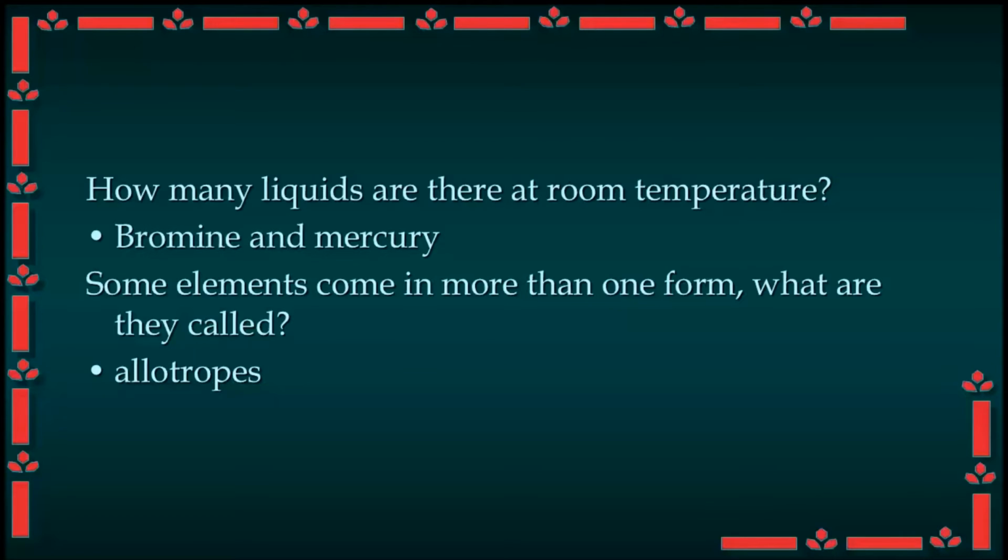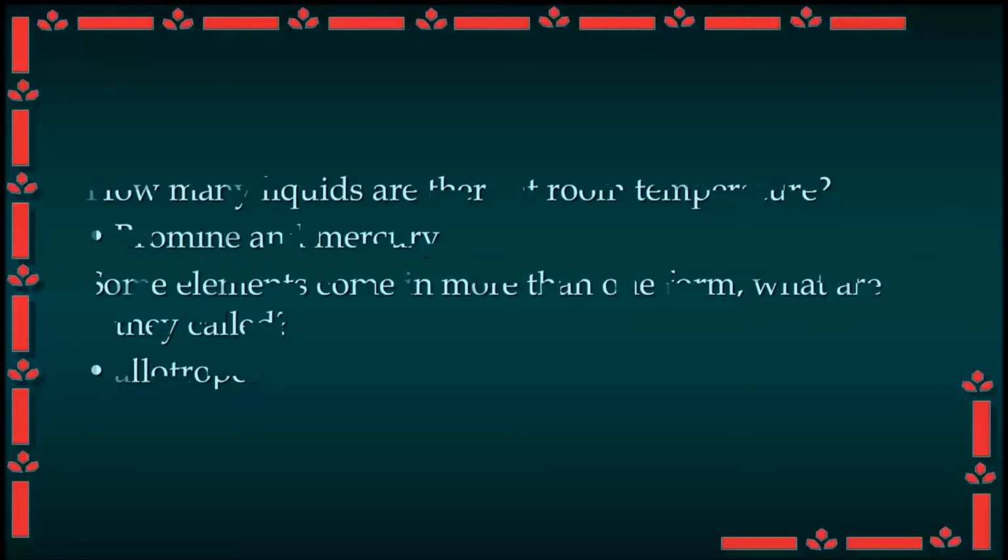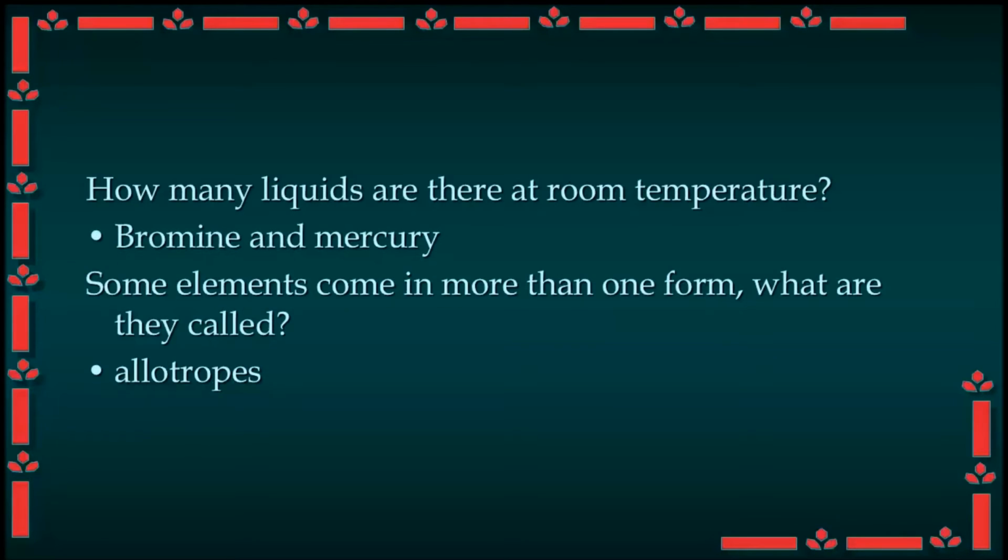Okay, I've got one little bit to go. Some elements come in more than one form. That means it's the same thing, but it packs in together in a different way. So they actually appear to be different things when in reality they are the same thing. Examples of elements that come in more than one form are allotropes. So if you come in various forms, you're the same element, you're an allotrope.